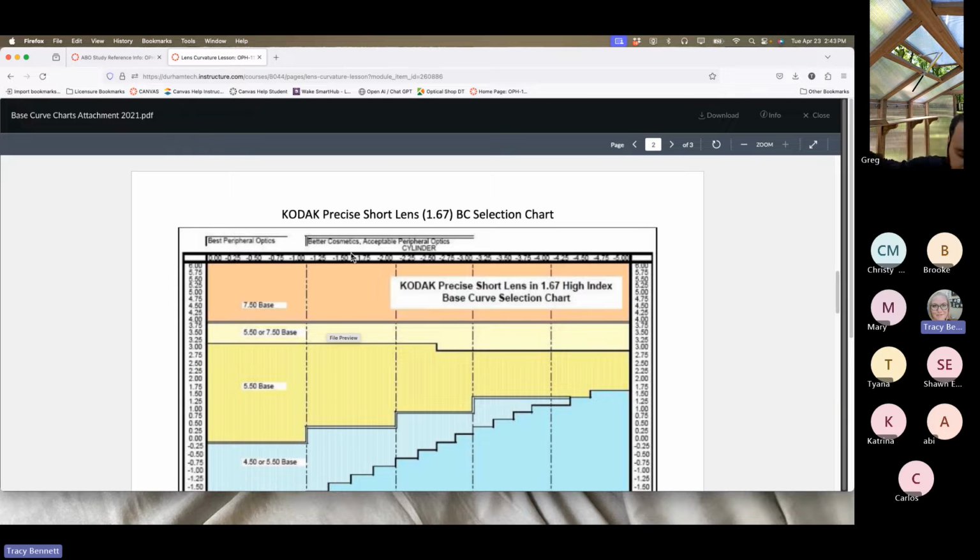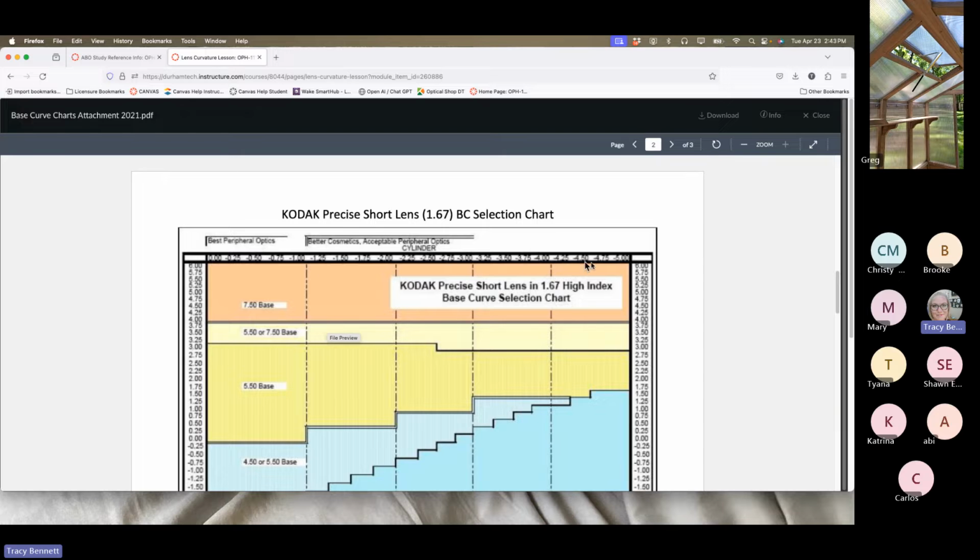So do you want to err on the side of, because you get to choose your base curve. Whenever you land in these ones where it says 550 or 750 base, same thing with the 450 or a 550 base. When you land in those in between areas, for this one, it'd be a plus 325 up to plus 375.